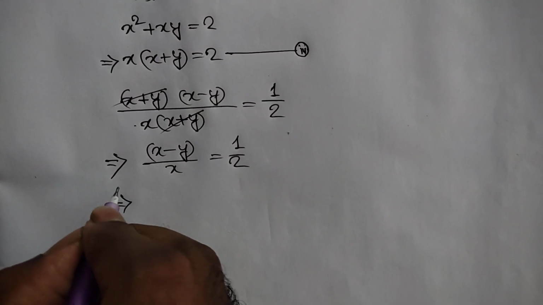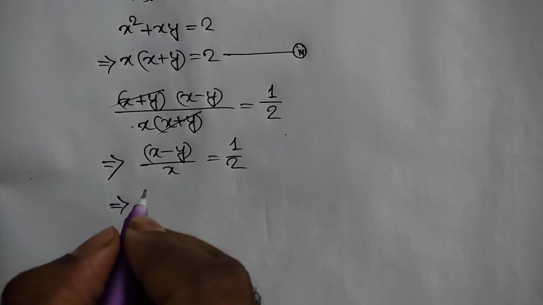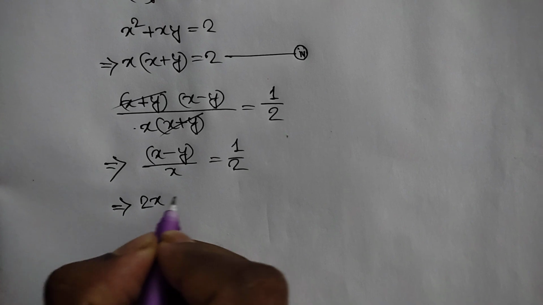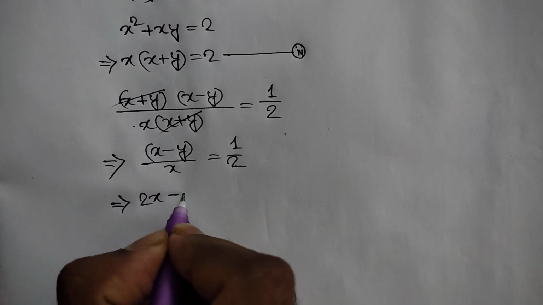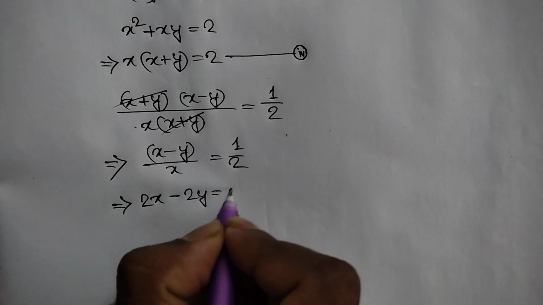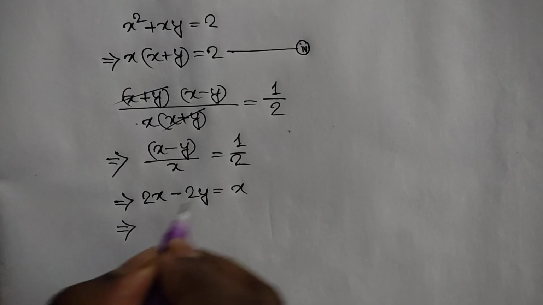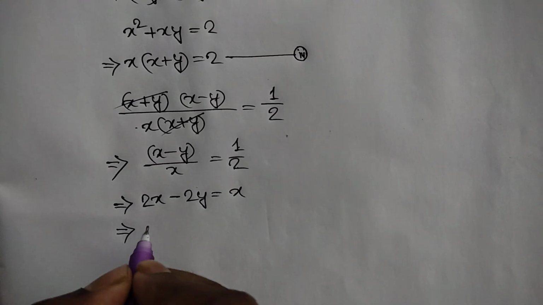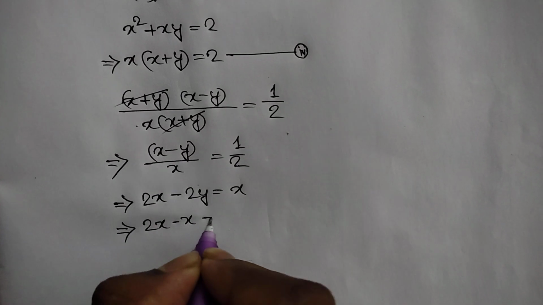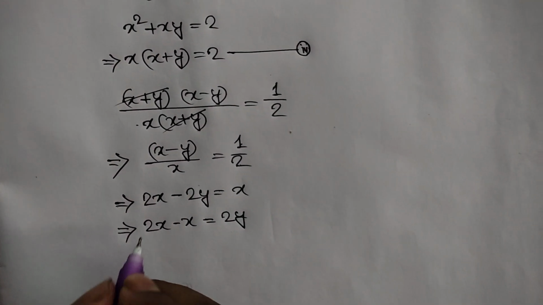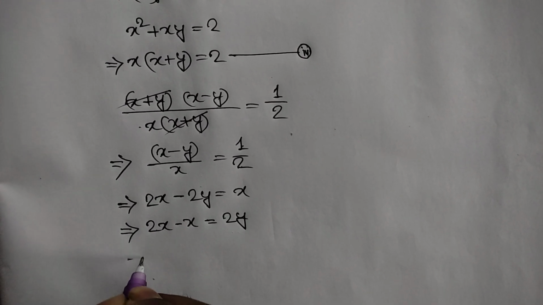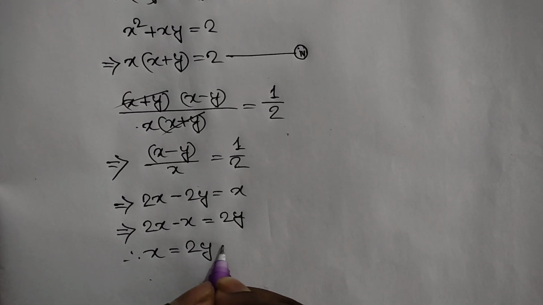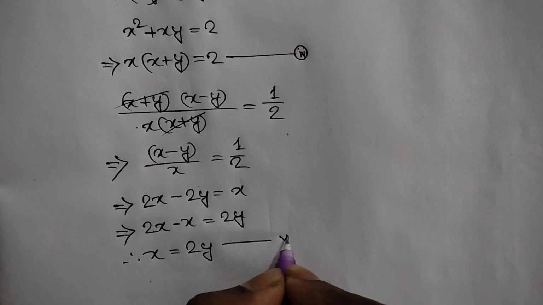Now applying cross multiplication, we can write 2 times x minus y, that is 2x minus 2y, is equal to 1 times x, which is x. Now taking this x to the left side and this 2y to the right side, we can write 2x minus x is equal to 2y. This minus this is equal to x, so x is equal to 2y. Let's call it equation number 5.